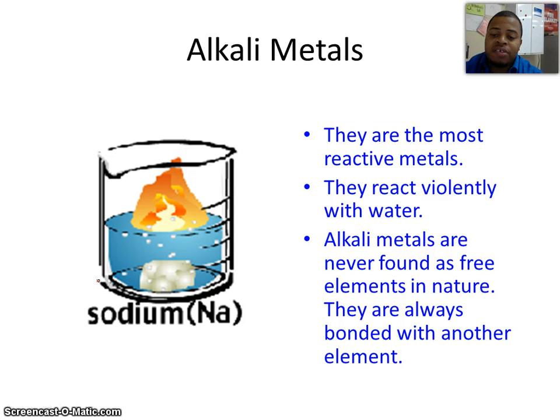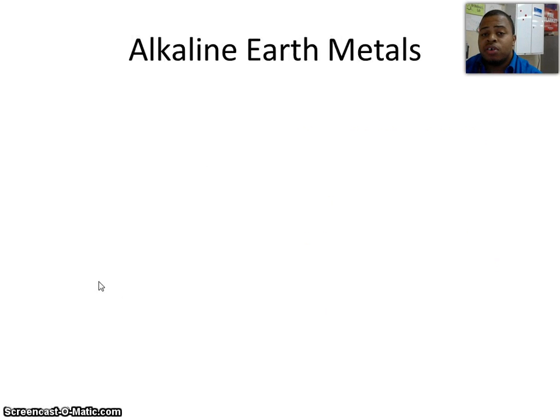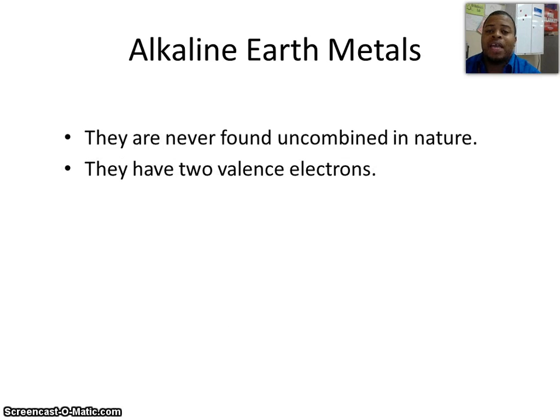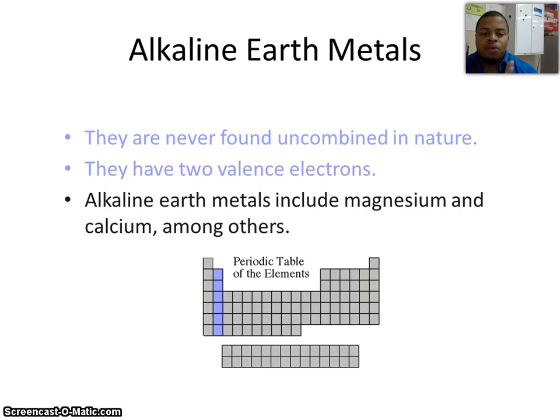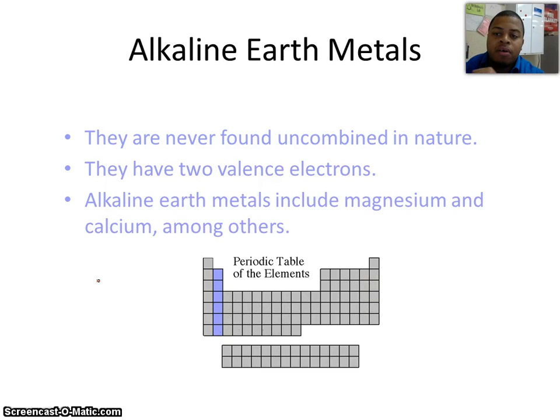But because of this reactivity, it's never going to be found free in nature. It's always going to be bonded with something because of that reactive nature about it. Now, moving into our next group, we have what we call the alkaline earth metals. These are the second group. So this is group 2, or the one second from the left. Now, these also are never found uncombined in nature, and they're going to have 2 valence electrons.